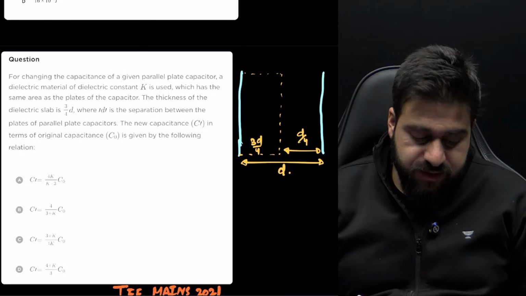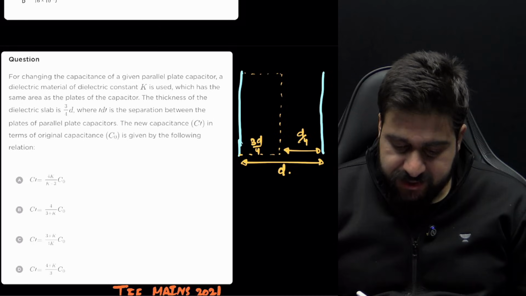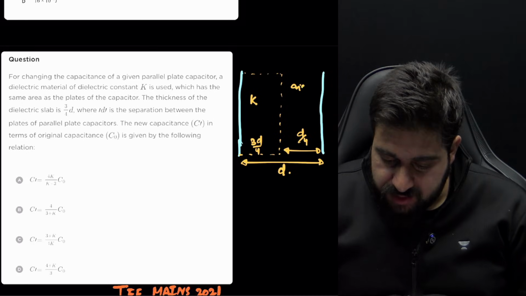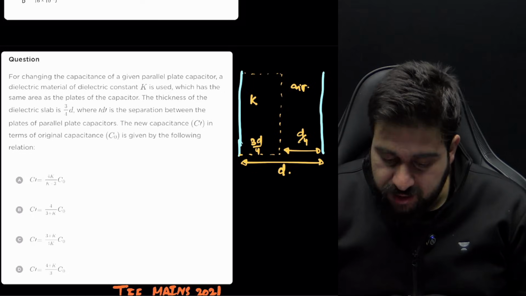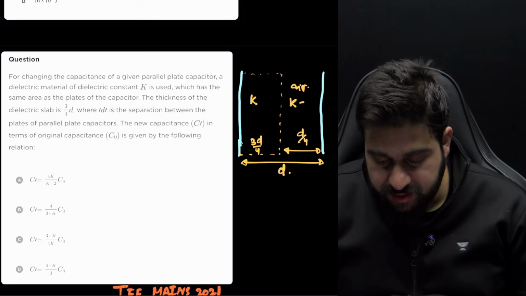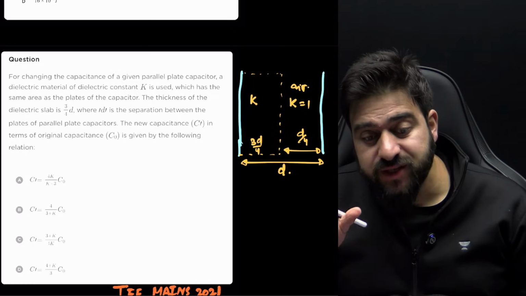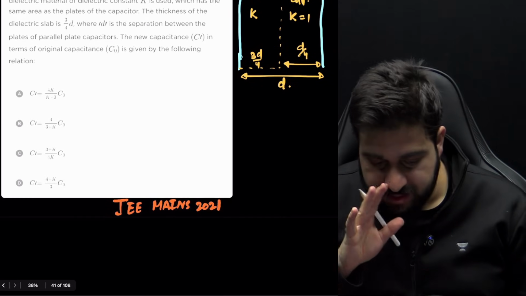Now tell me, boys and girls, one thing. It says this has dielectric constant K, and from this side there is no dielectric, so it will be air. For air, the dielectric constant is 1. It asks what will be the capacitance of this new capacitor.